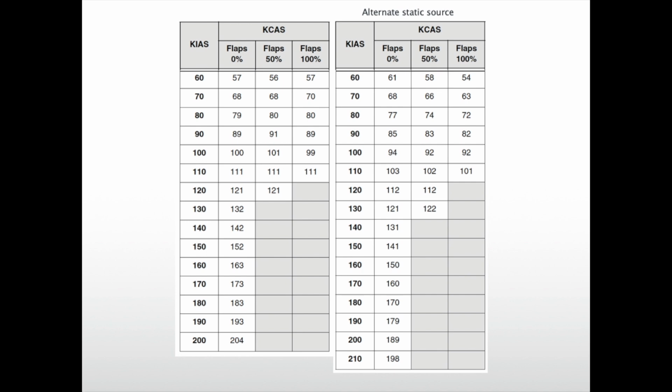Here are the errors for the alternate static port. Again, a couple of things to note. The variations associated with flap deployment are a little larger, up to 10% or so. And the variations between readings taken with two different static sources can be quite significant. For instance, the error at 160 knots indicated can go from 3 knots to 7 in the clean configuration when switching to the internal port.